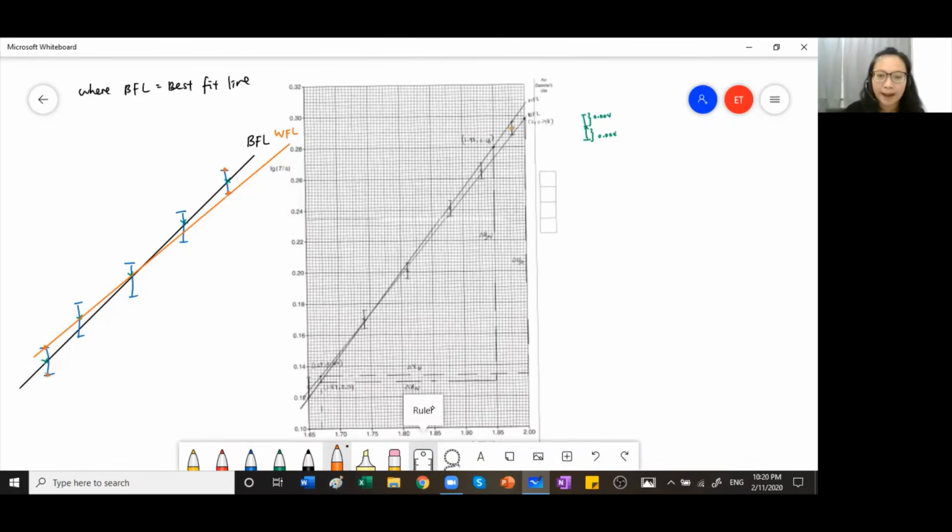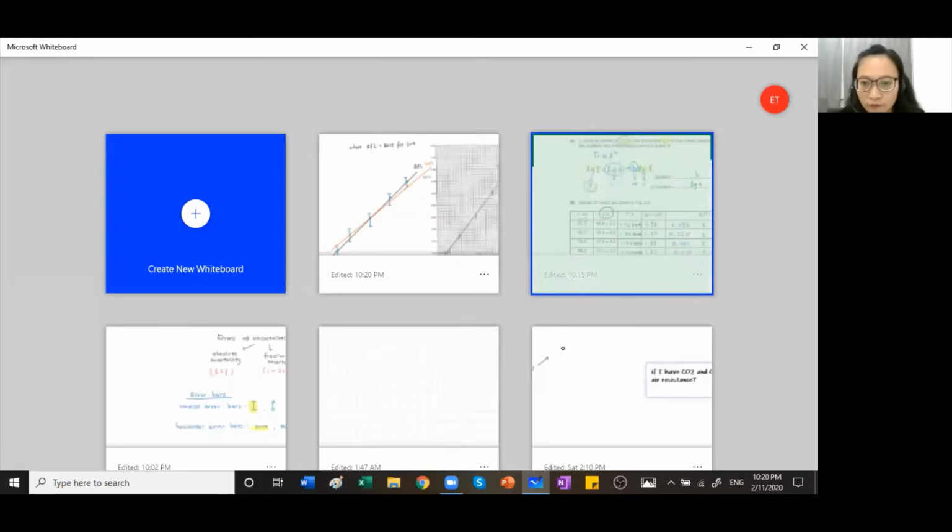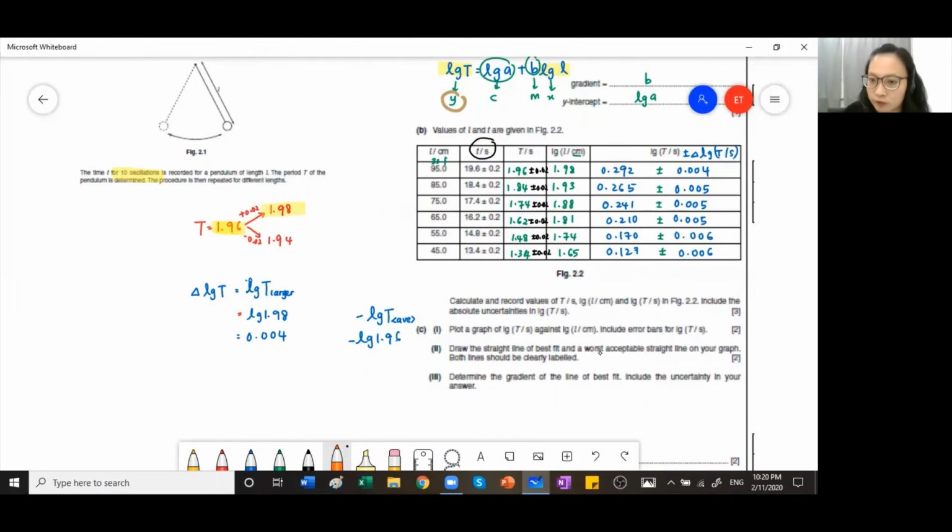So back to the question again. They will ask you to find the gradient of the best fit. Draw the straight line of the best fit and the worst fit, and on your graph both lines should be clearly labeled. Make sure that you label the two lines, and determine the gradient of the line of best fit. Include the uncertainty in your answer. When you are asked to determine the gradient of the line of best fit, it is very simple. We just use y2 minus y1 over x2 minus x1. That is the normal way to find your gradient.